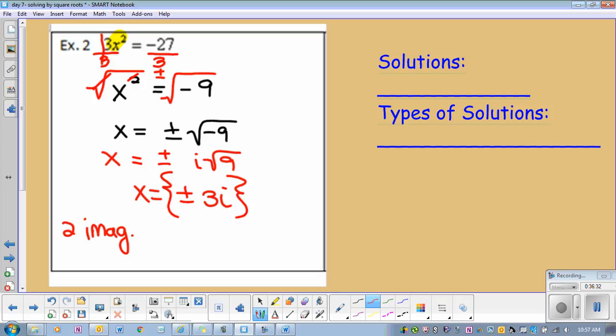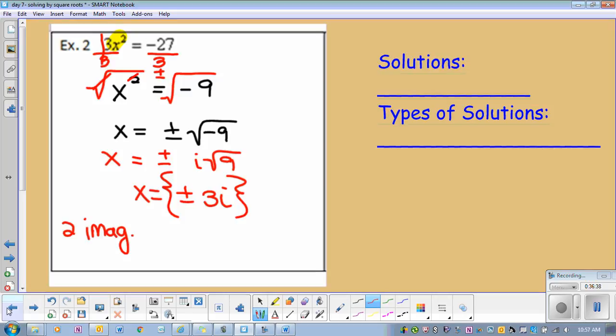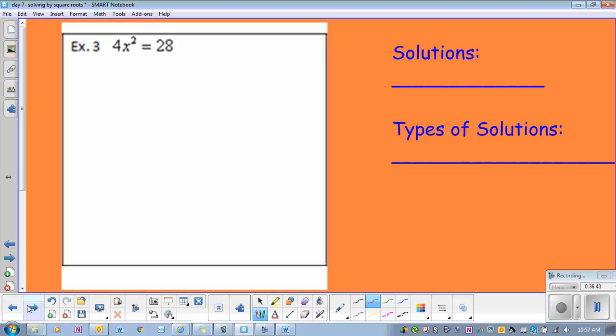Is it always going to be in the set builder notation? No, this is not set builder, it's just solution set. And on the SOLs they do that, so that's why I want you guys to get used to seeing it now. Okay? Alright, so let's look at the next one.